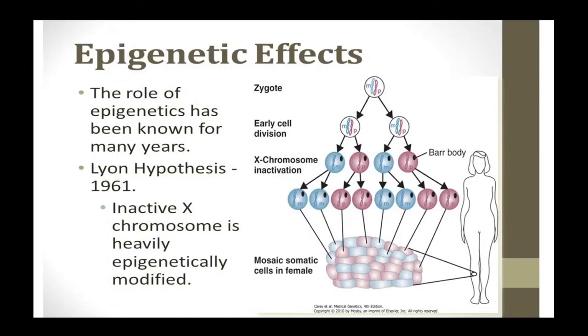The role of epigenetics has been known for many years. We study with you the Lyon hypothesis. This is the inactive X chromosome in female cells. The inactive X chromosome is heavily epigenetically modified, and we can find this condition in female bodies.